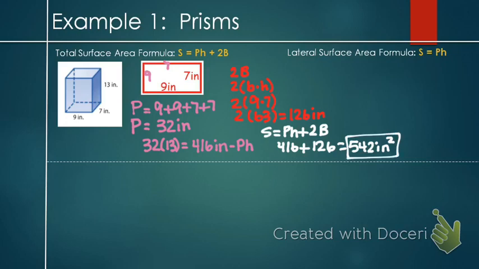Okay, so now we're going to look at the lateral surface area. If you look, we already found the lateral surface area. It is actually S is equal to the perimeter of the base times the height, which we already did find. So we know that our lateral is 416 inches squared. And we got that 416 right over here. That was one of the first things that we found.